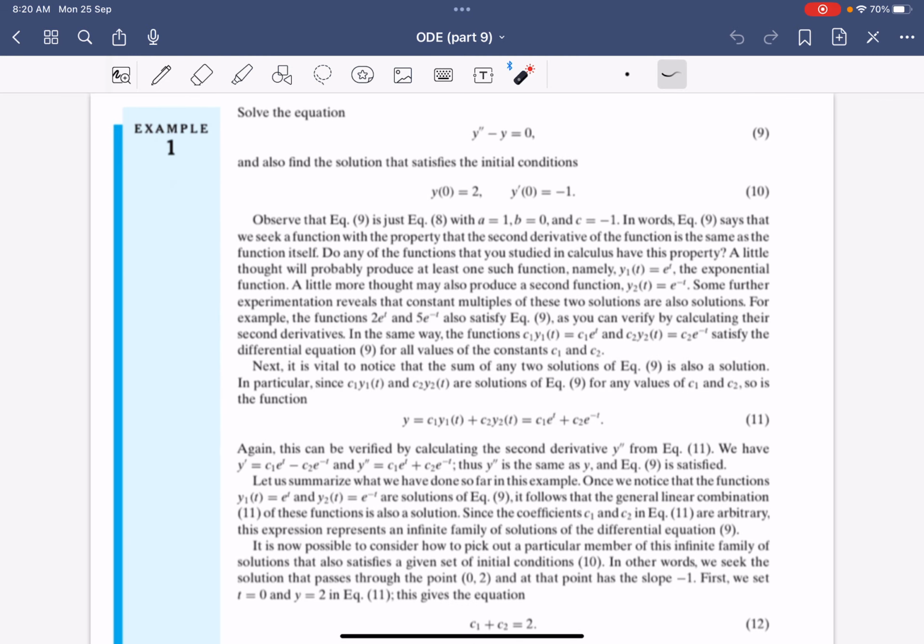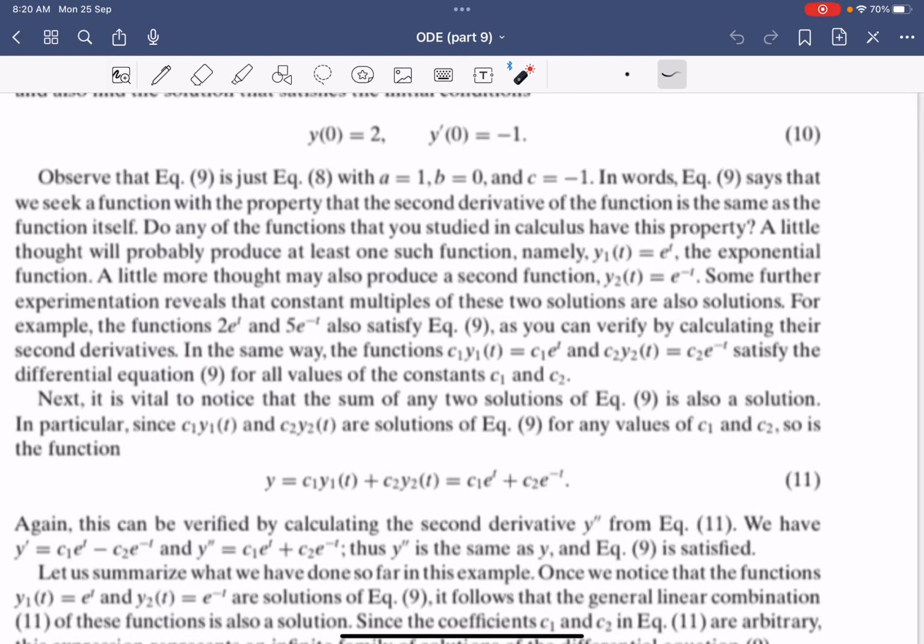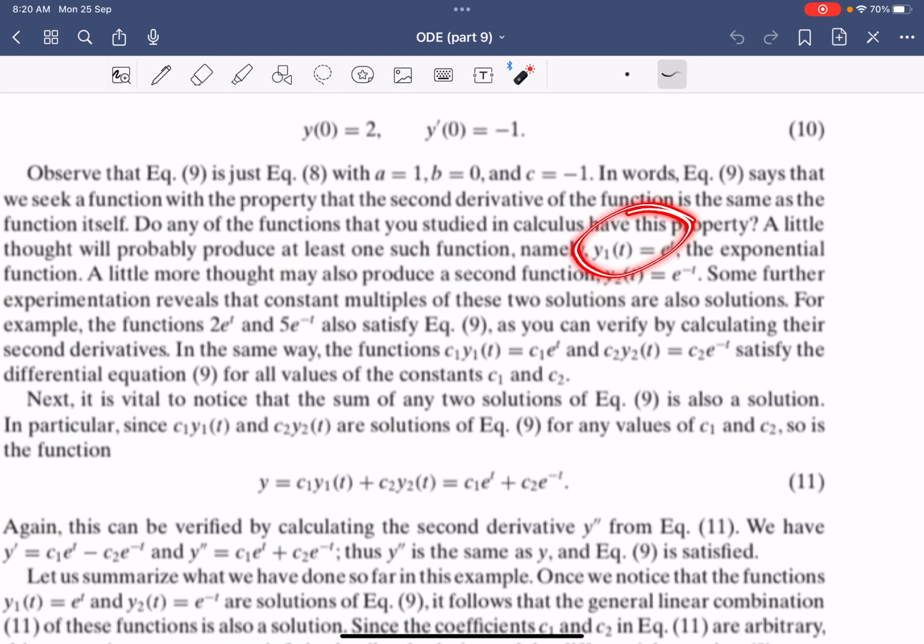Let's take an example on how we're going to solve a second order ODE. This is a motivating example. We have d squared y dx squared minus dy dx minus y equals 0. In this case, we might be thinking, is there any property of a function such that the second derivative equals the function itself? Yes, there is, because that is just e to the power of t. So that's one function that works.